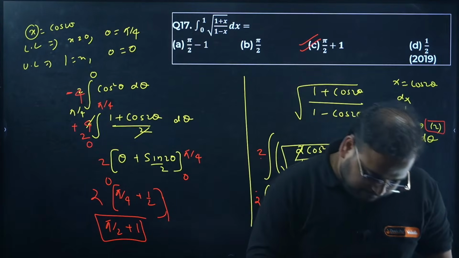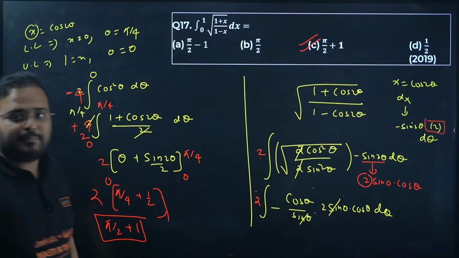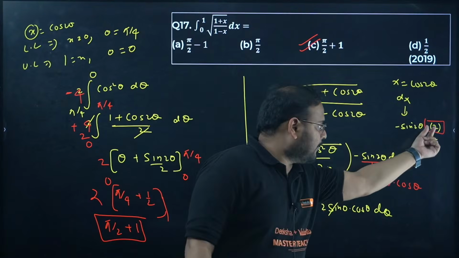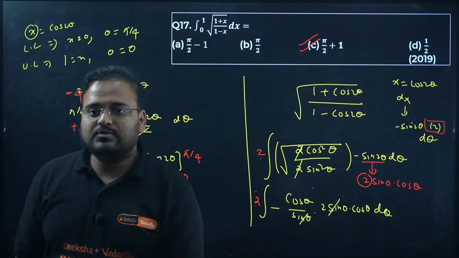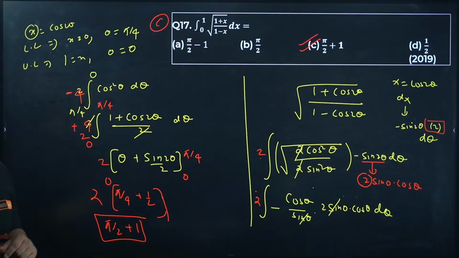I missed that 2. Yes. Sorry. Forgive me. I did not write this 2 over here. I started with this. I just forgot about this 2. Okay. So answer is option C. Clear. Okay. Good. Moving on.